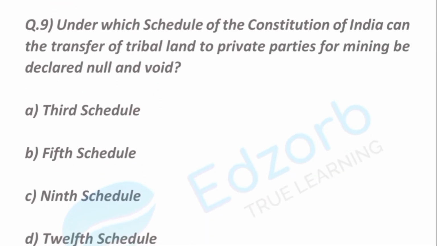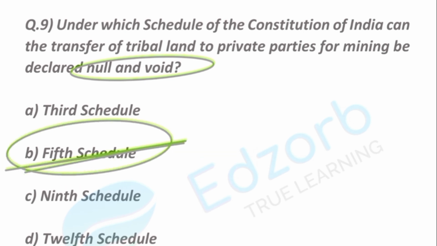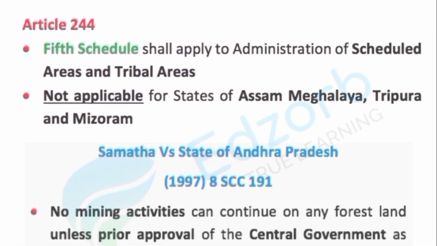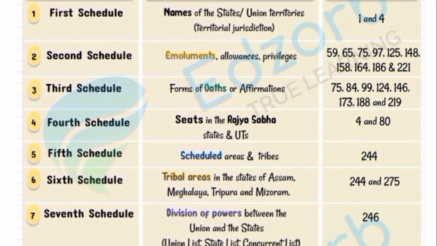So now the 9th question requires you to answer again directly as to under which schedule the transfer of tribal land to private parties for mining can be declared null and void. The obvious answer here being the 5th schedule. However, if I may add, this question is one where the examiner could have played a bit tricky in the sense that, please have a look here.